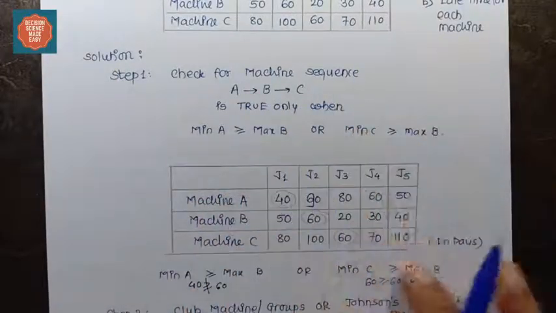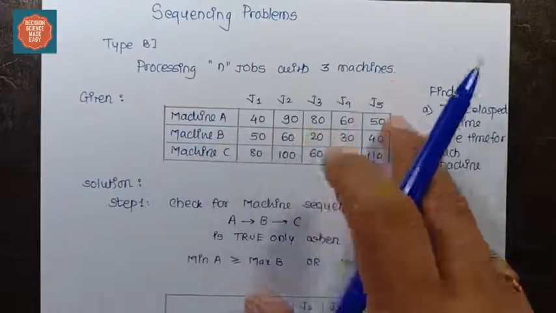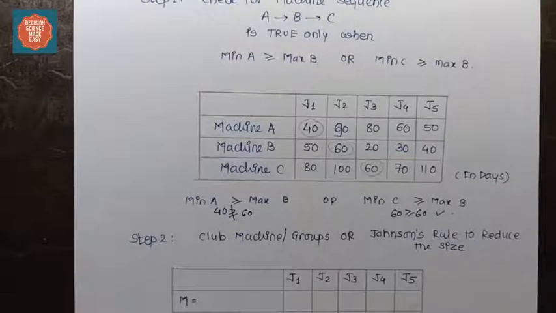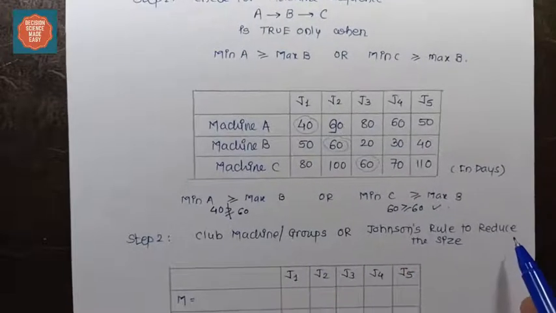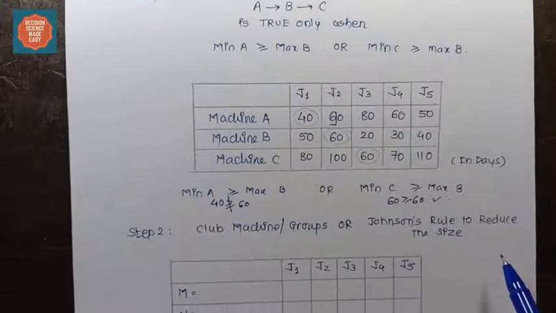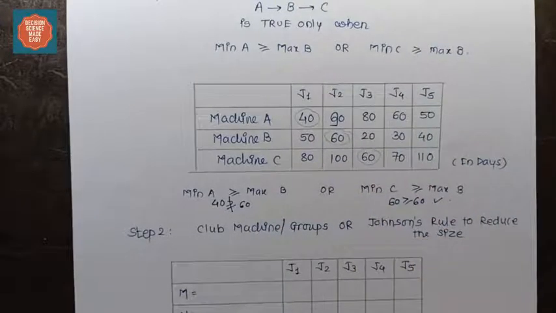So this is the first step when we have to solve n jobs and 3 machines. The second step is to club or group the machines using Johnson's rule to reduce the size. That means we are going to reduce it to a 2 machine problem. Whatever the number of machines given, we need to convert them into a 2 machine problem. How are we going to do that?